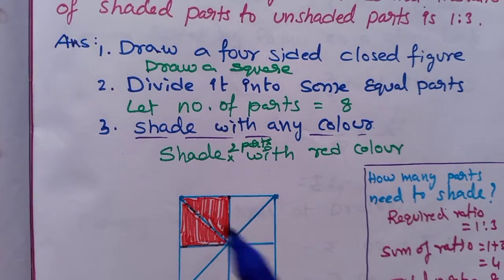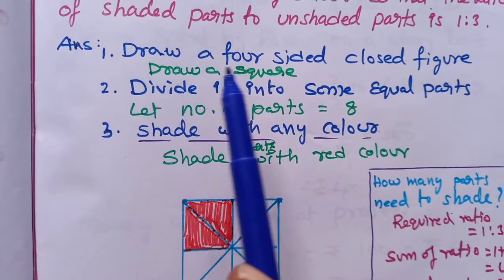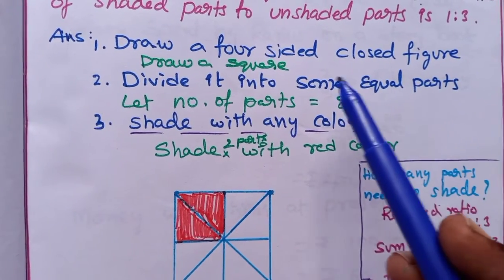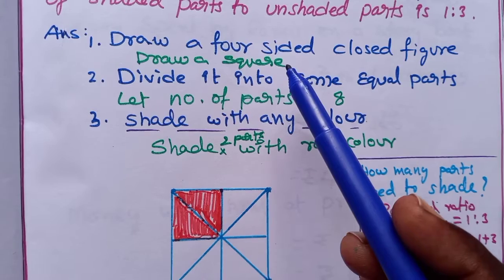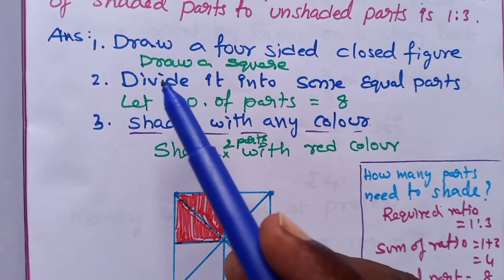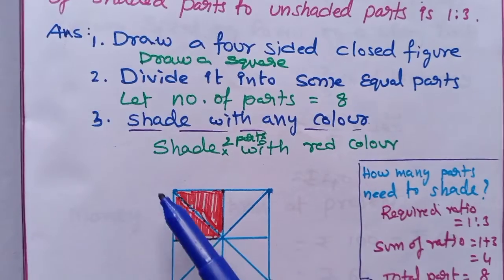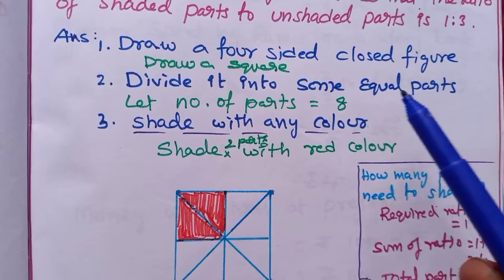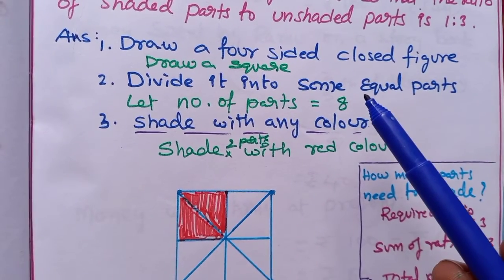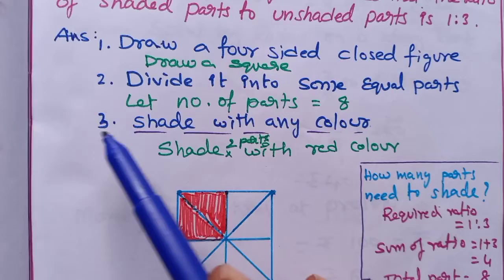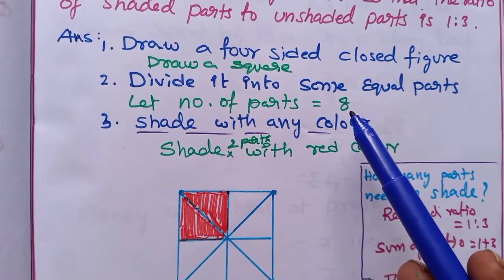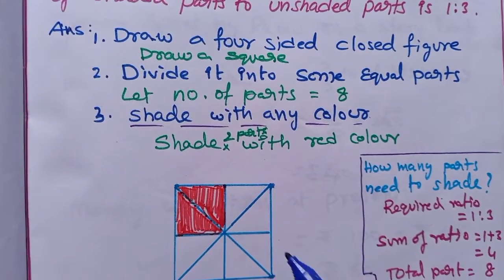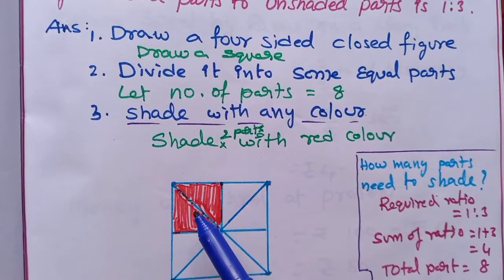Answer. First of all, draw a four-sided closed figure. Here, four-sided closed figure means we have to draw any one of the closed figures having four sides. We are taking a square. So draw a square. Next, divide it into some equal parts. Some equal parts means we don't know how many parts, but we will take the number of parts equal to 8. Shade two parts with red color. So we are taking red color to shade the two parts.